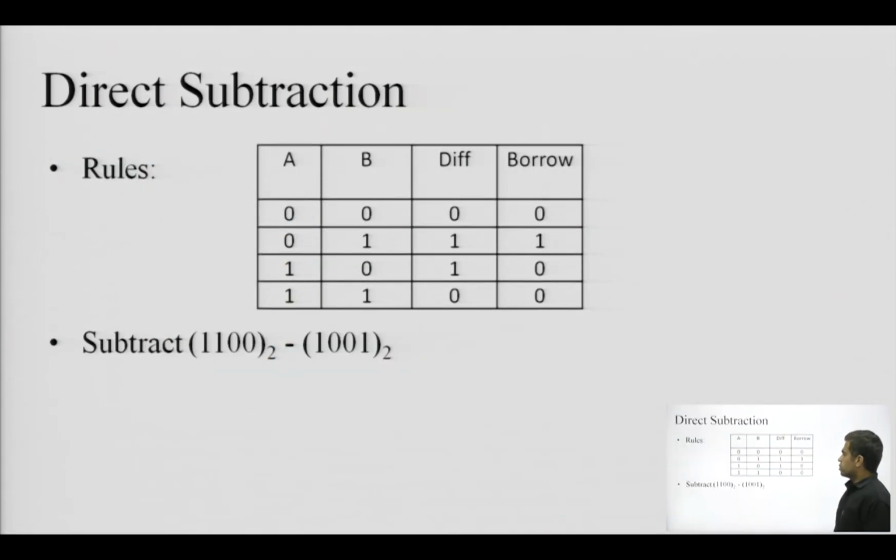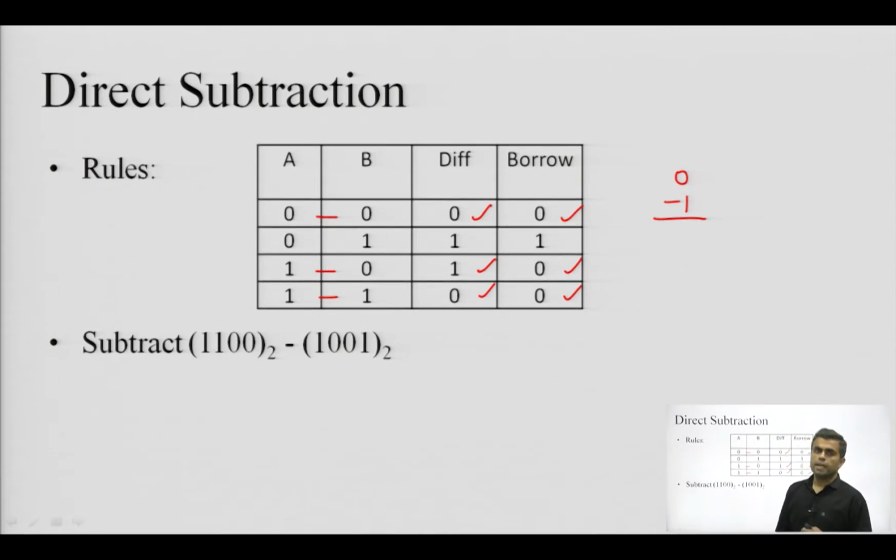So, let us come to the subtraction part. For subtraction we have to understand these rules. A and B are the two numbers and difference and borrow are the outputs. If I perform 0 minus 0, difference will be 0, borrow will be 0. I am skipping the second case and coming to the third case, 1 minus 0, difference is 1, borrow is 0. Similarly, 1 minus 1, difference is 0, borrow is also 0. And the second case which we have left, 0 minus 1, is where we are subtracting a larger number from a smaller number, which guarantees that borrow will be there.